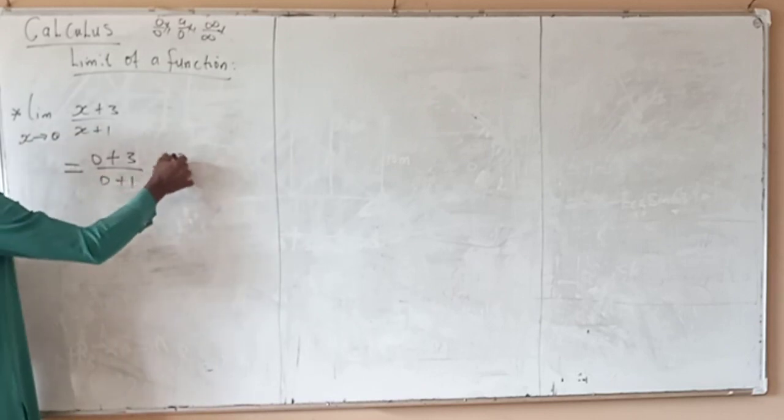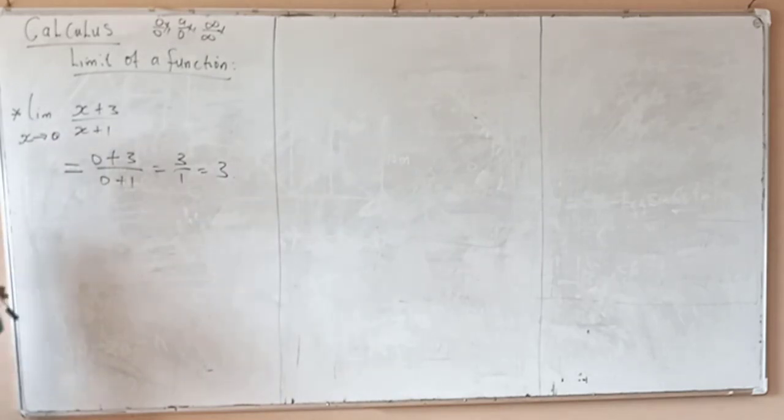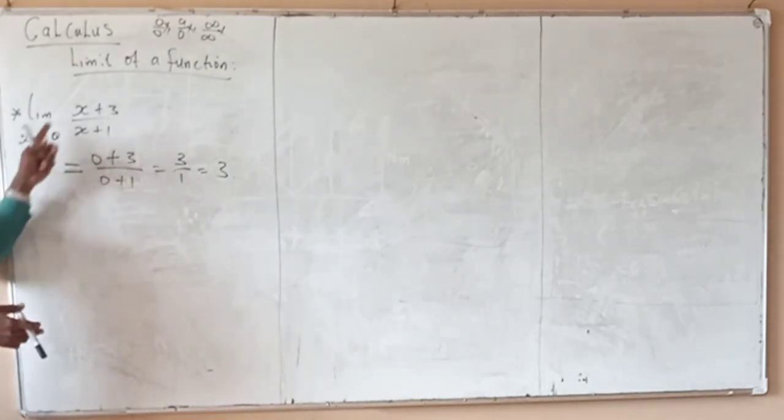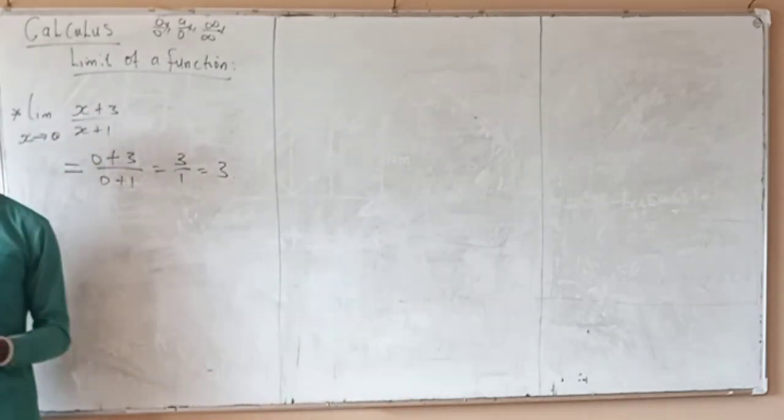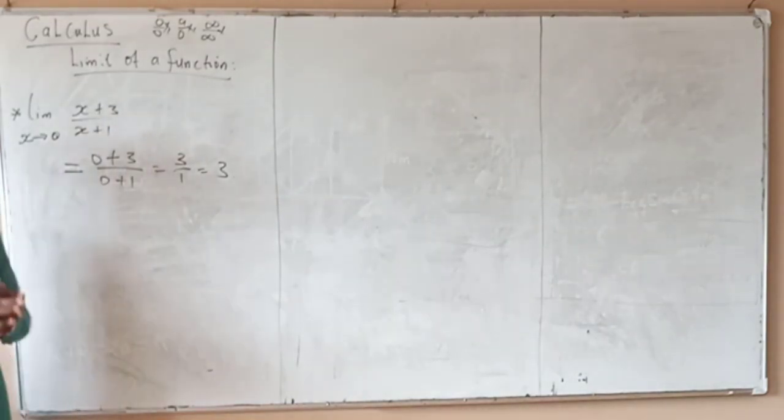Plus 1, we have 3 over 1 is equal to 3. So, therefore, the limit of the function as x approaches 0, we are going to have 3. Why? Because the denominator is not 0. So that is the first method.